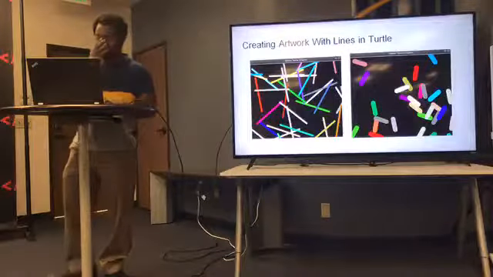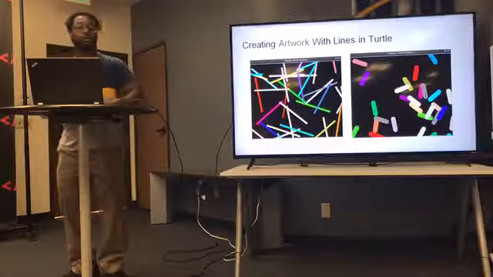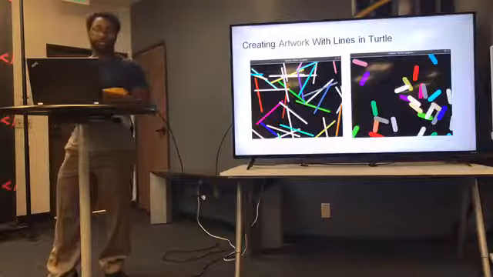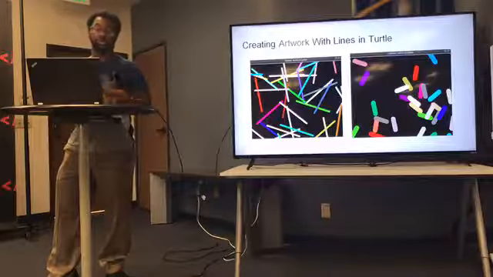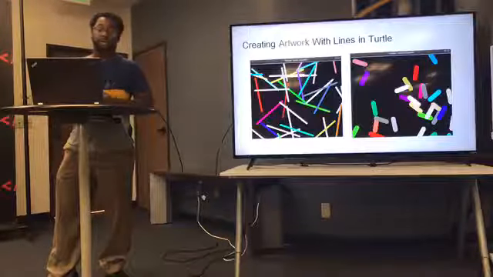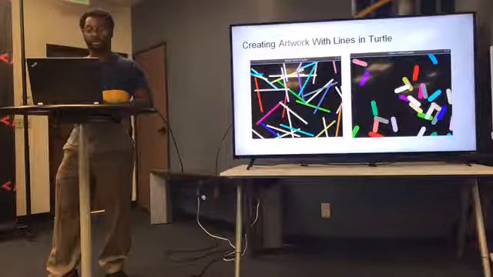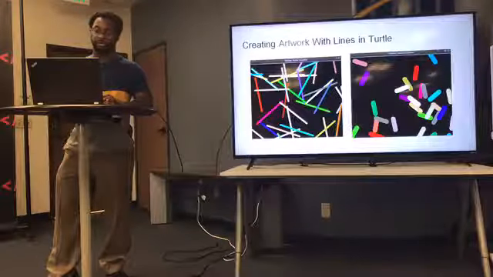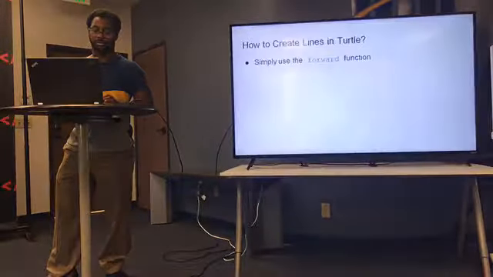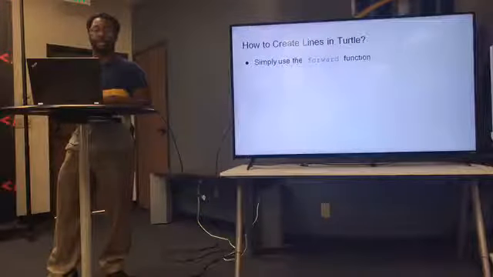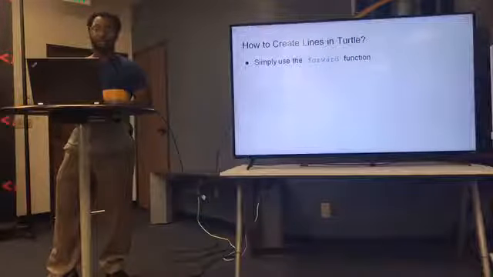Okay, so we can keep creating more interesting artwork just by using shapes. The first two shapes we used were a square and then a circle. Now we just want to use a very basic line. So how do we create lines in Turtle? We simply use the forward function.